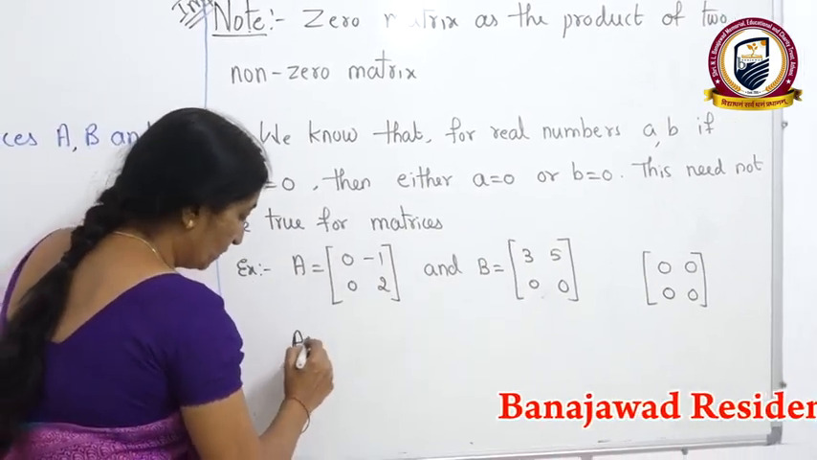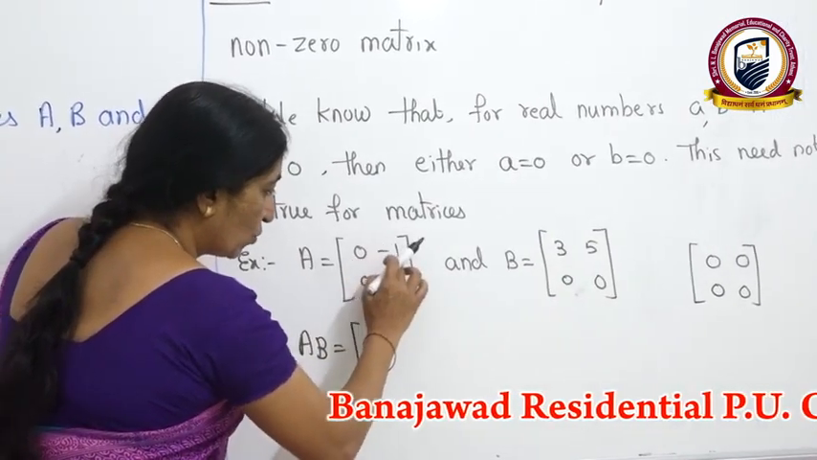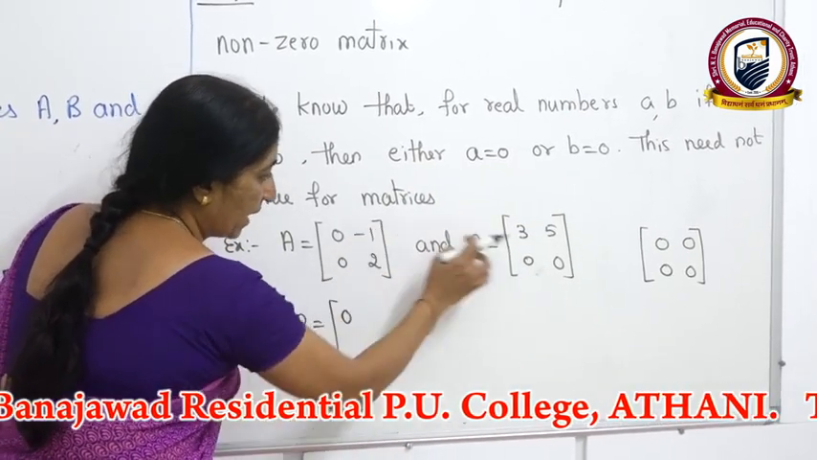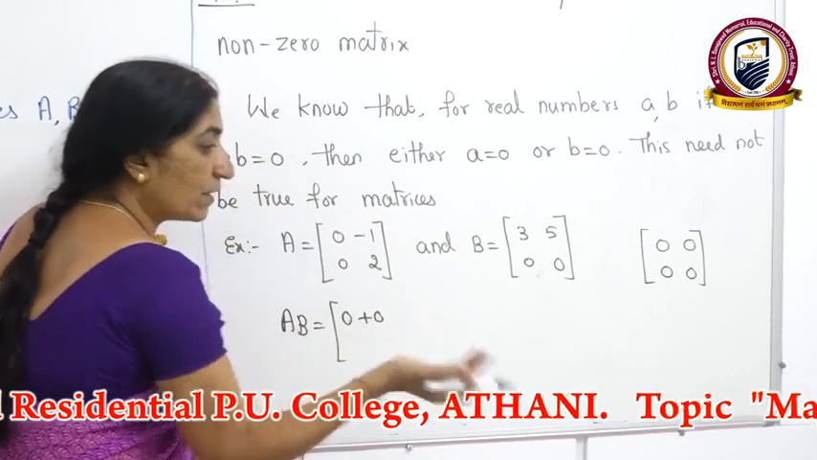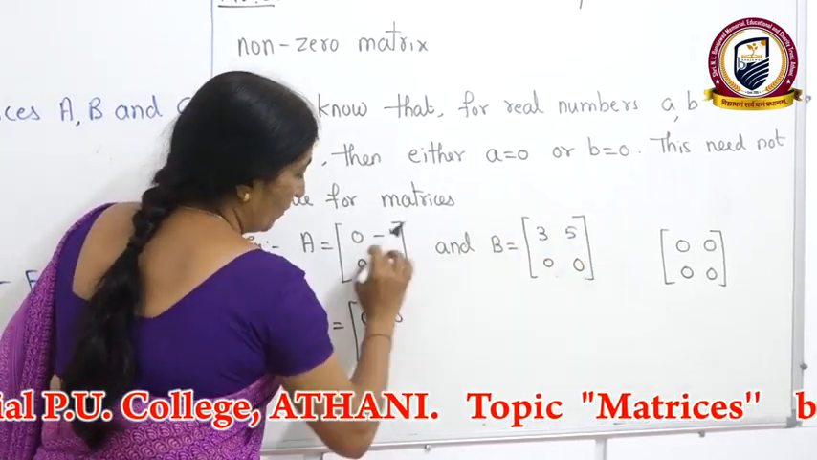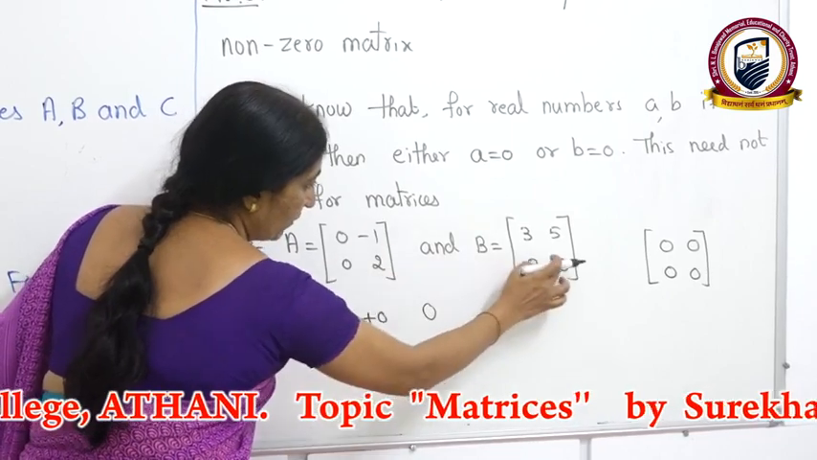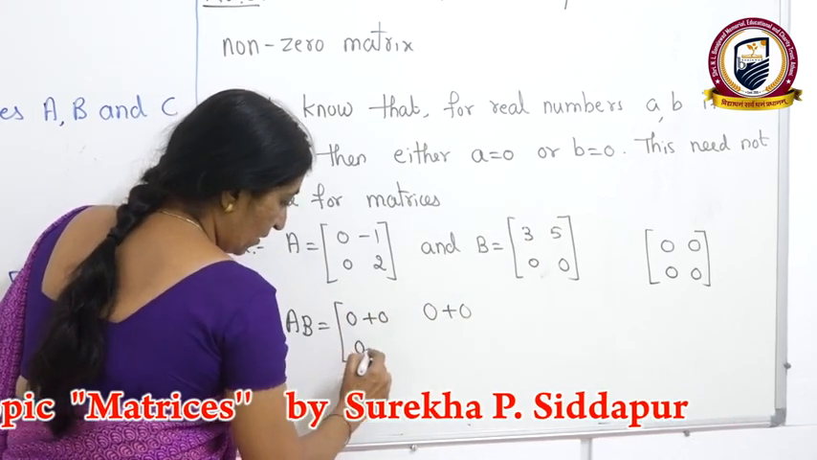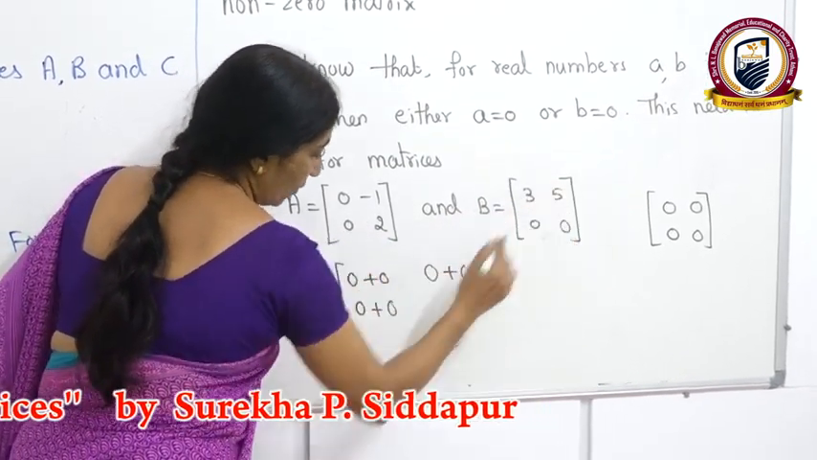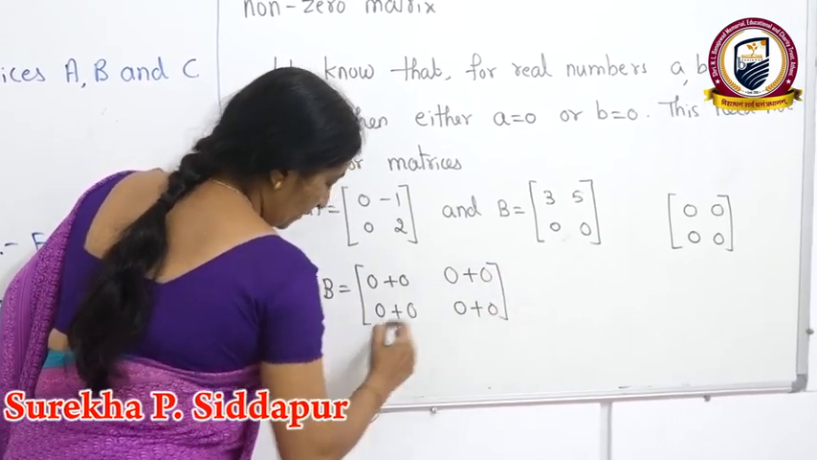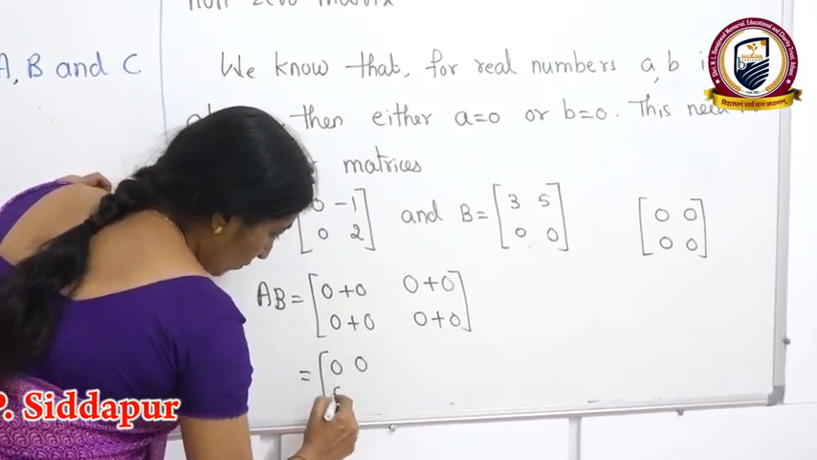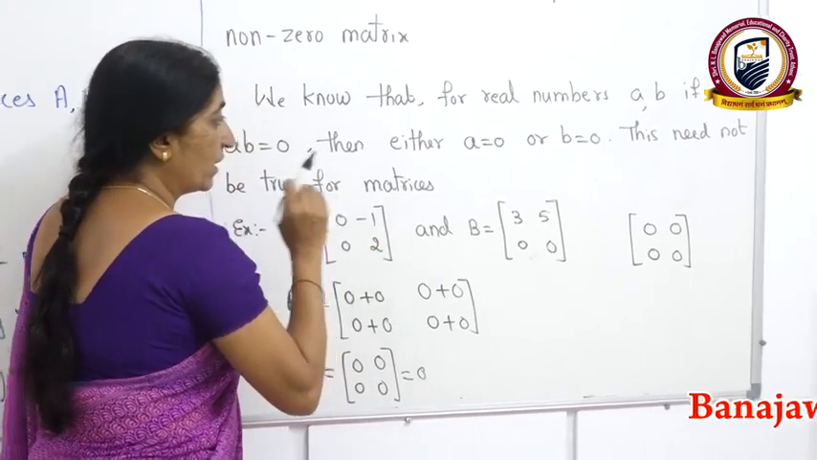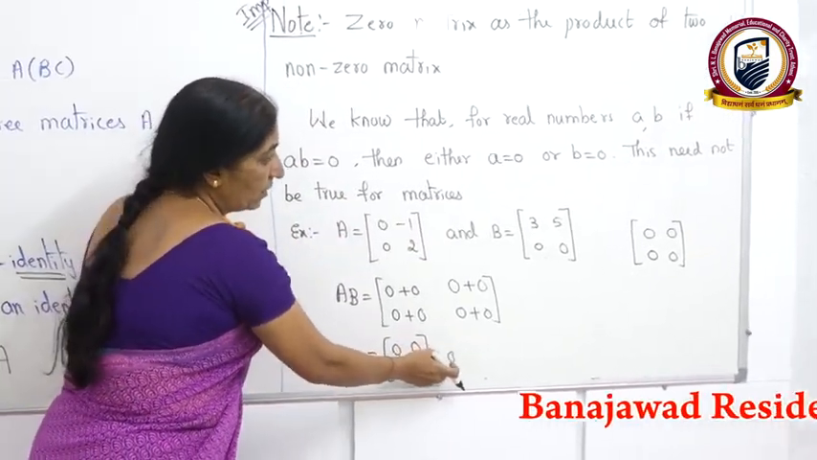Now multiply these two. First row with first column: first element into first element, 0, plus second element into second element. First row with second column: 0 into 5 minus 1 into 0. Then move to the next one. Second row with first column, that is also 0 plus 0. Then second row with second column. See what you are getting? 0, 0, 0, 0. Your answer is 0. That means even though out of A and B neither is 0, you are still getting the answer 0. Understood?